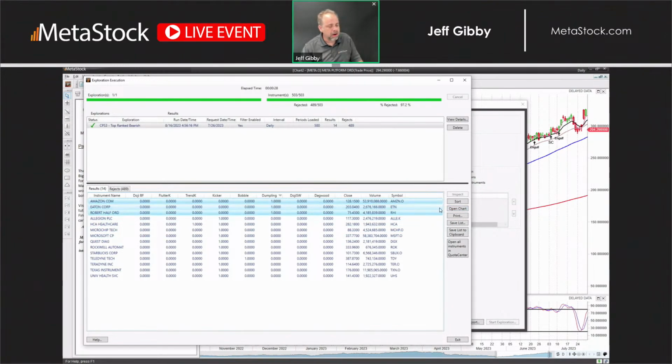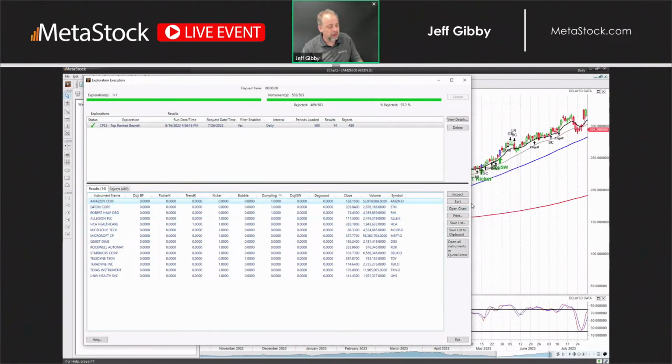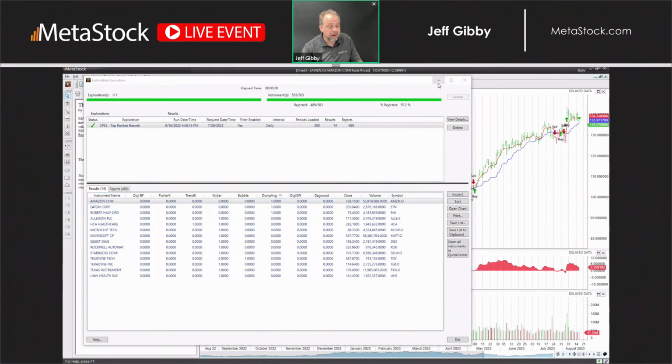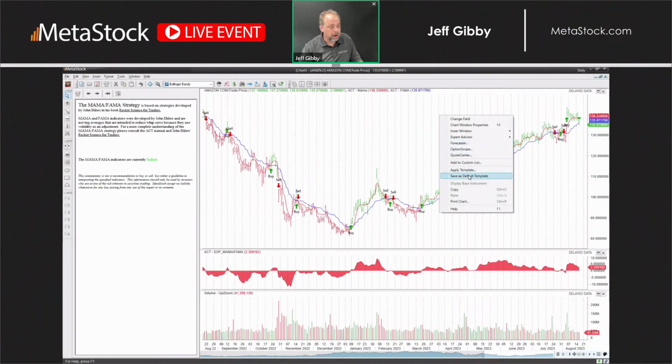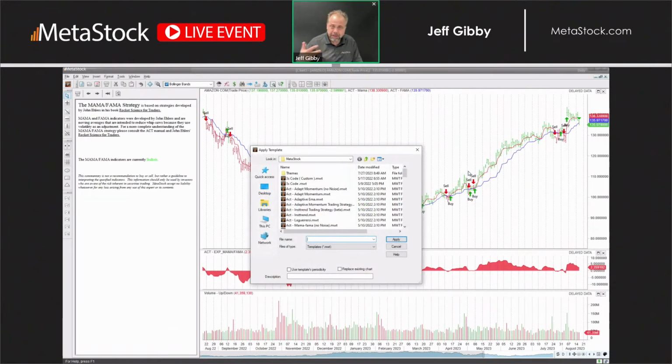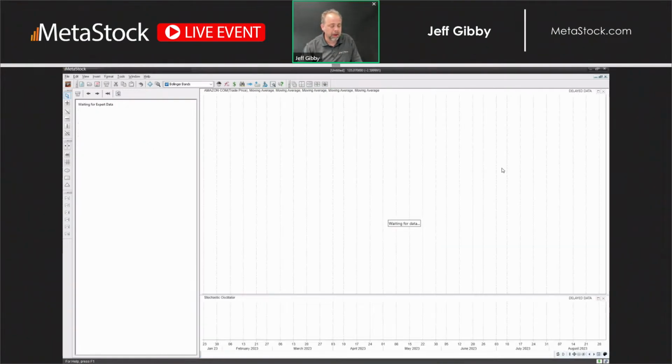Okay, so let's take a look at Amazon. If I open up Amazon today, I'm going to apply Steve's template. To do that, I just click on apply template right there. What I'm going to do is go to chart view. Okay.